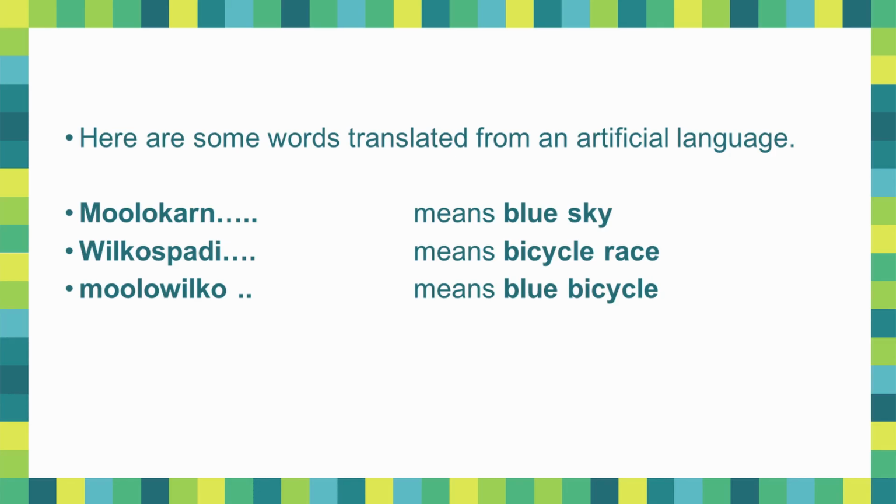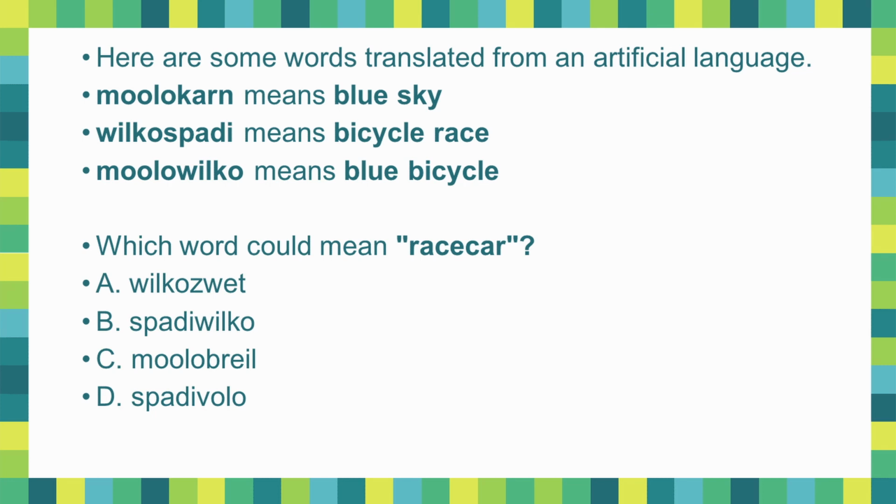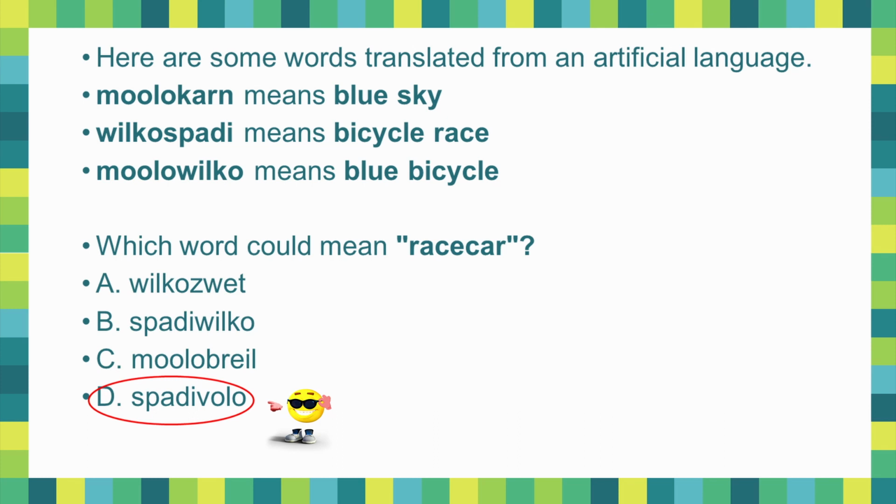So we're looking for the word part that would mean race in this case. Let us go back to the words that were given at the top of the question. So we see here that the word part spedi actually means race. How do we know that? If we examine the word ulkospedi, we see then that spedi represents race, while ulko represents bicycle. So, which word could mean race car? Is it A, wilkoswet, B, spedivilko, C, mulobril, or D, spedivolo? That's right. Our answer would be spedivolo. Good job.